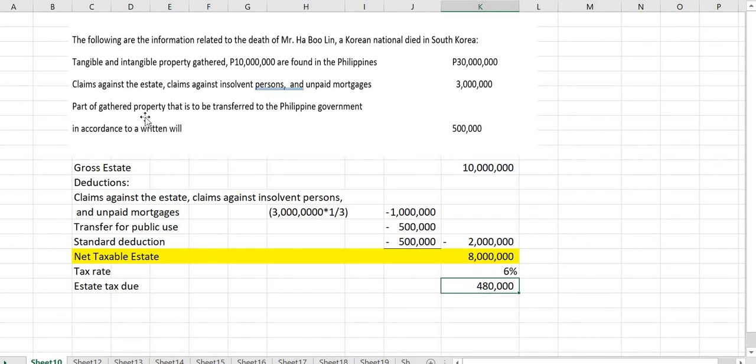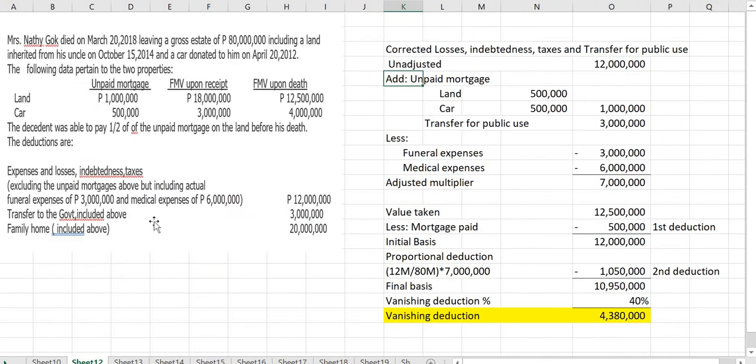Also, since he has a transfer for public use, and the property is in the Philippines, he can claim it as a deduction at 500,000. And also, we have a standard deduction of 500,000. So the net taxable estate is 8 million. That is the gross estate minus the total deductions. Then, multiply it with the estate tax rate of 6%, then you have your estate tax due. Okay? So, that's the computation of estate tax due of an unmarried non-resident alien.